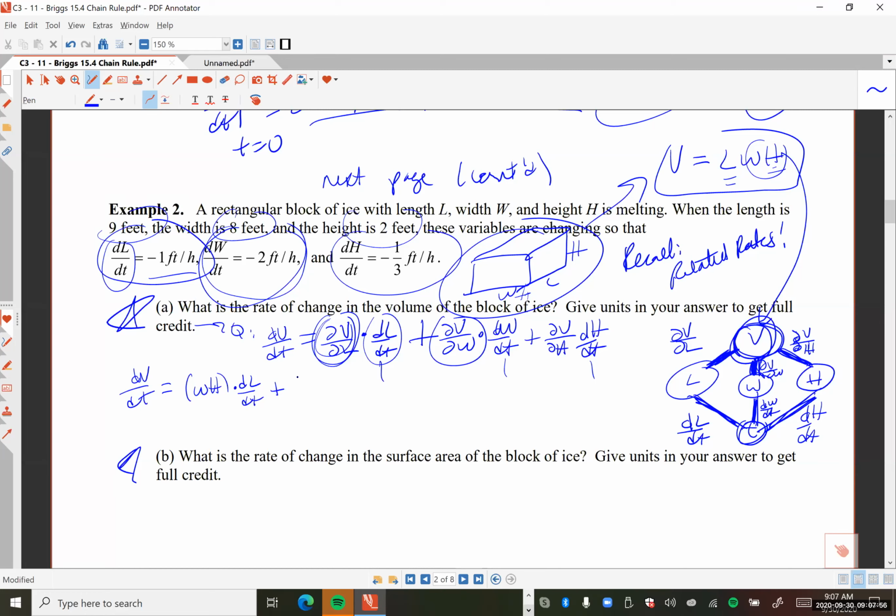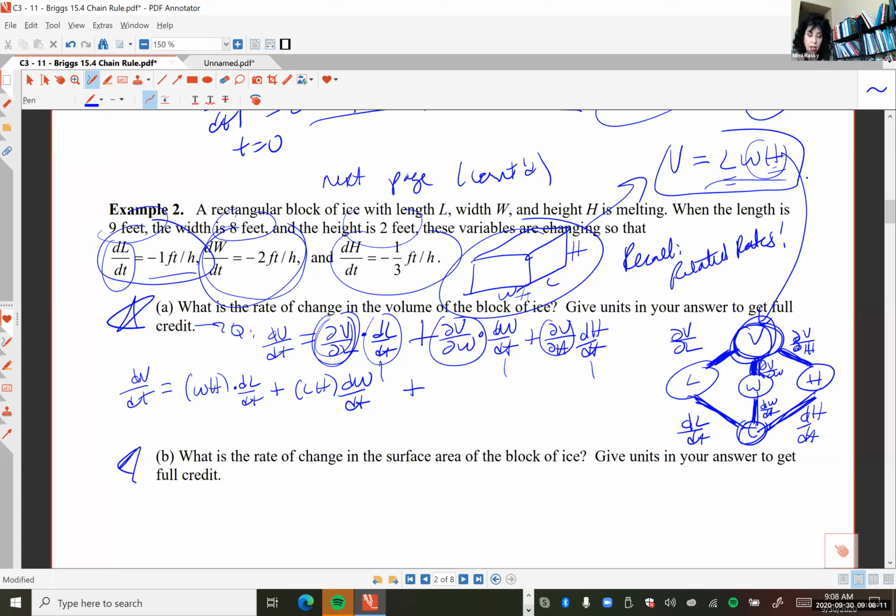LH. Good. LH. Right? Very nice. And then you're going to multiply that by dW dt. So, excuse me, that should be dV. No, that's right, dW dt. Plus, and now you're going to get the last partial. Take the derivative of volume with respect to H now. What should you get? LW. And then you multiply that by dH dt. Now it's time for substituting.